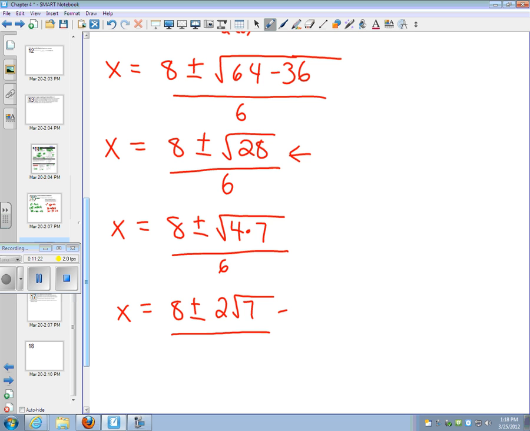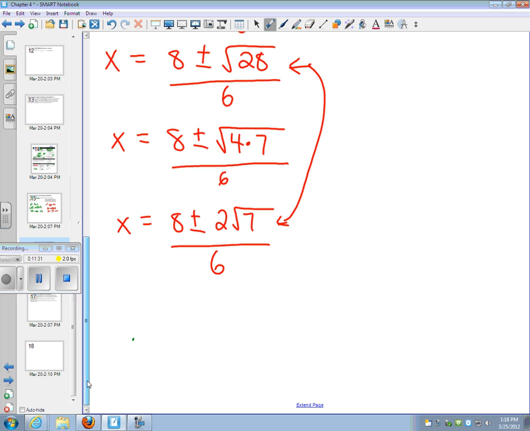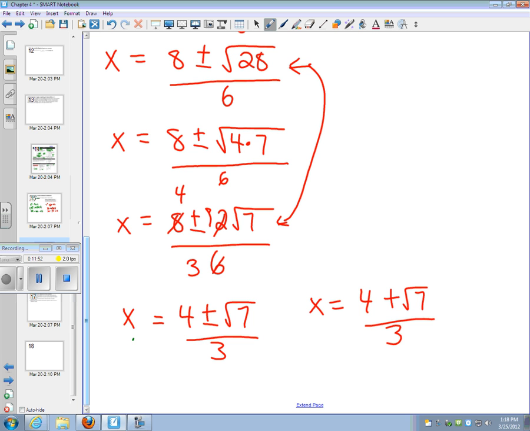If you're ever worried you haven't done this right, you could just enter them both in your calculator and double check that they come to the same decimal. Sometimes that's a good trick when you're checking your work on a test or an assignment. Make sure that you've done that correctly. Okay, so I can divide everything by 2. So I get 4, 3, and 1. So I get 4 plus or minus the square root of 7 over 3. So my answers are x equals 4 plus the square root of 7 over 3, and x equals 4 minus the square root of 7, all divided by 3.